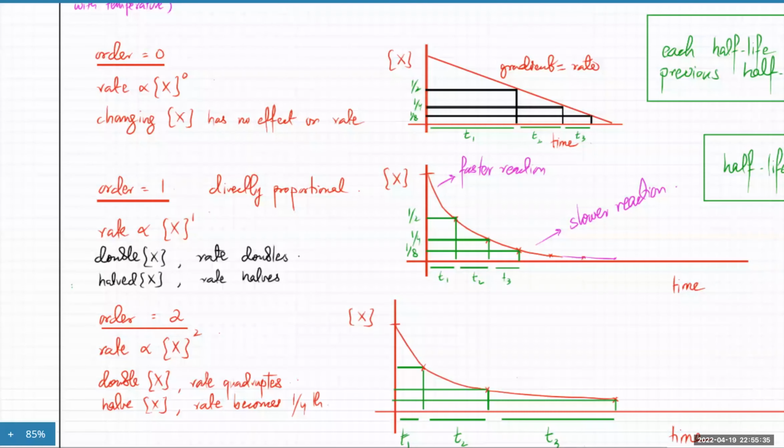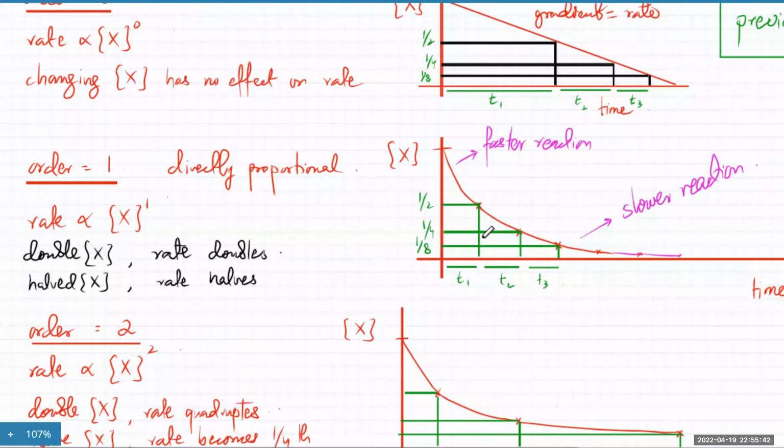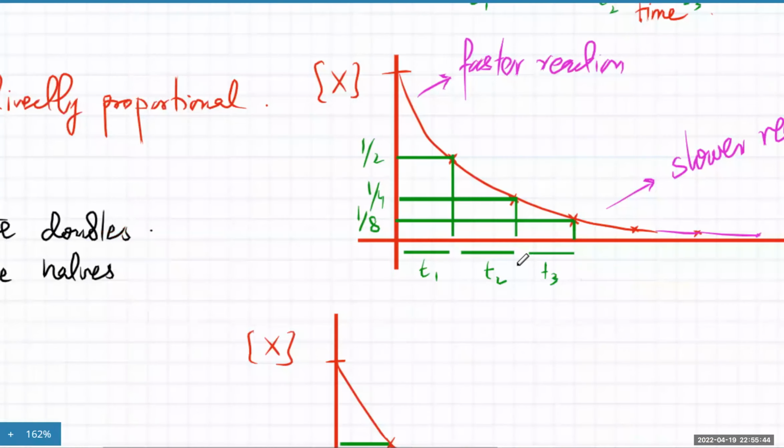It's simple math here. Every time the concentration decreases by half, the half-life would be constant. So it will become 1/4, right? Once the concentration is 1/4, it's going to decrease by another half. So what is the half of 1/4? That's 1/8, right? So the fourth half-life would be 1/16, right? Is that clear?